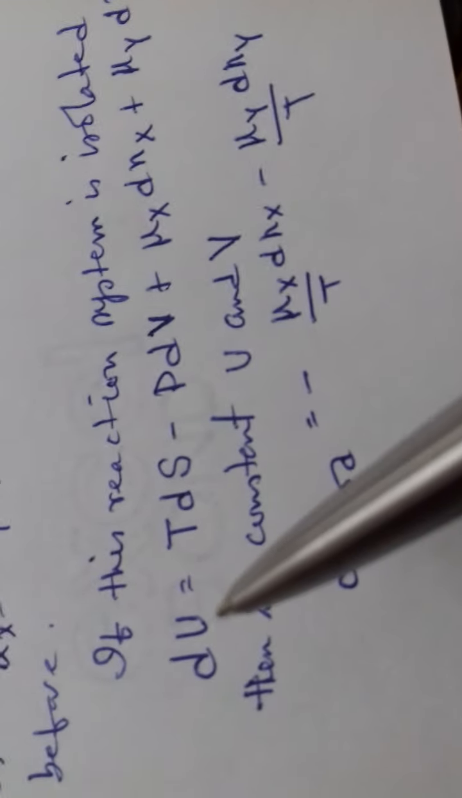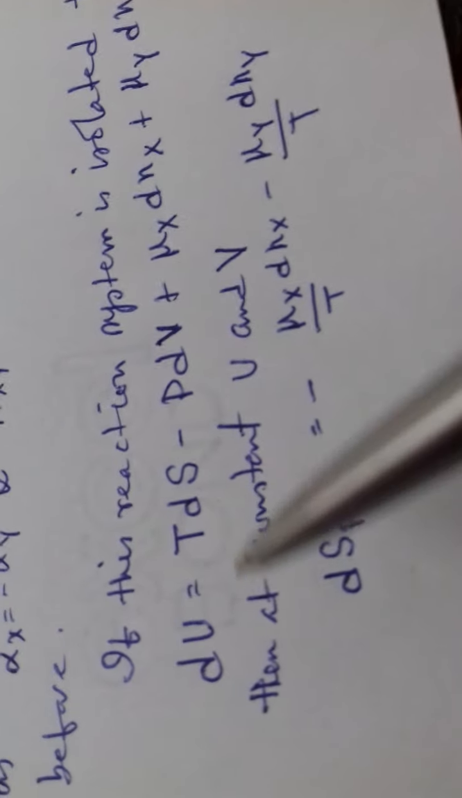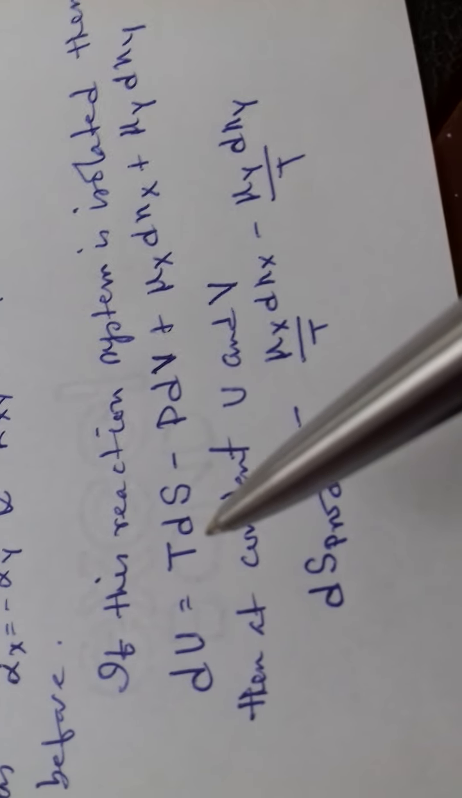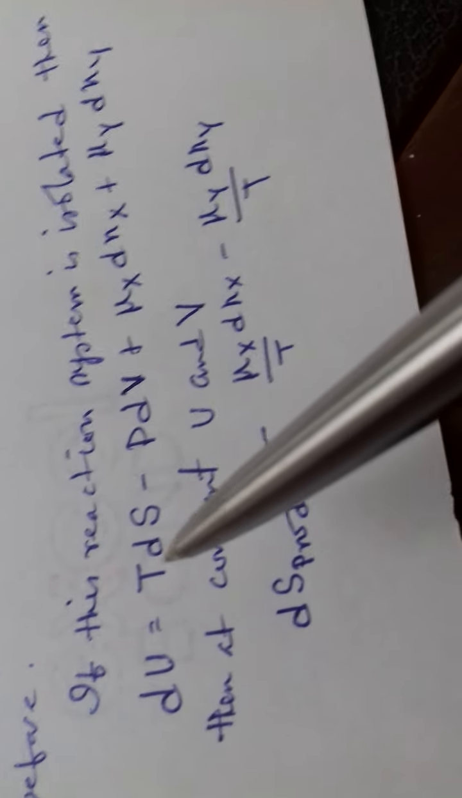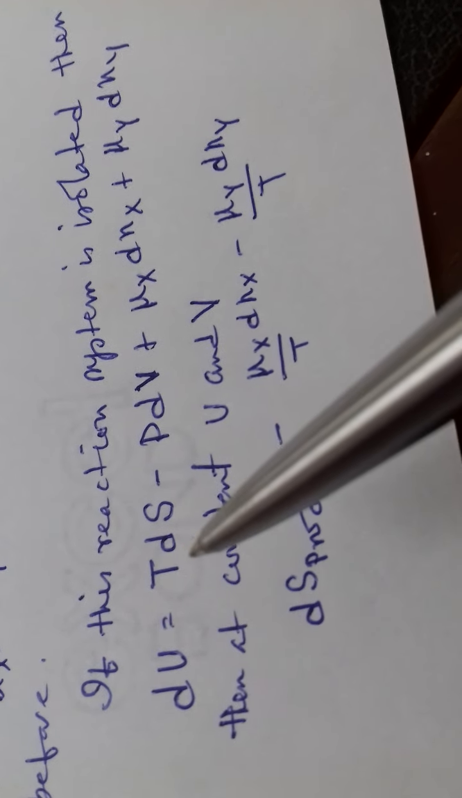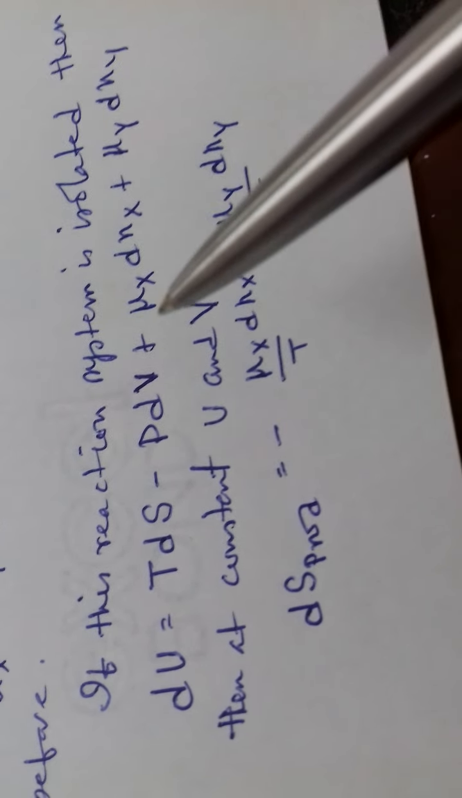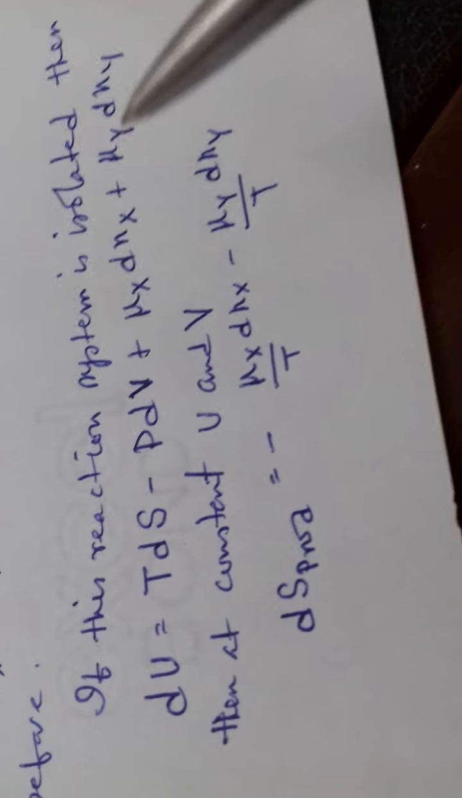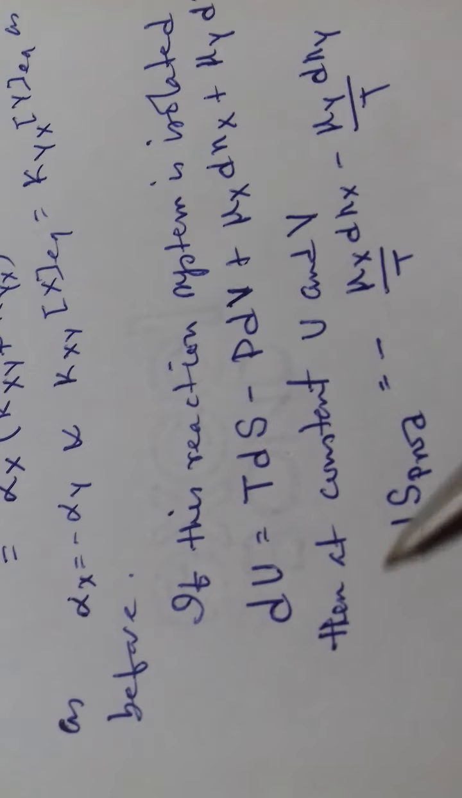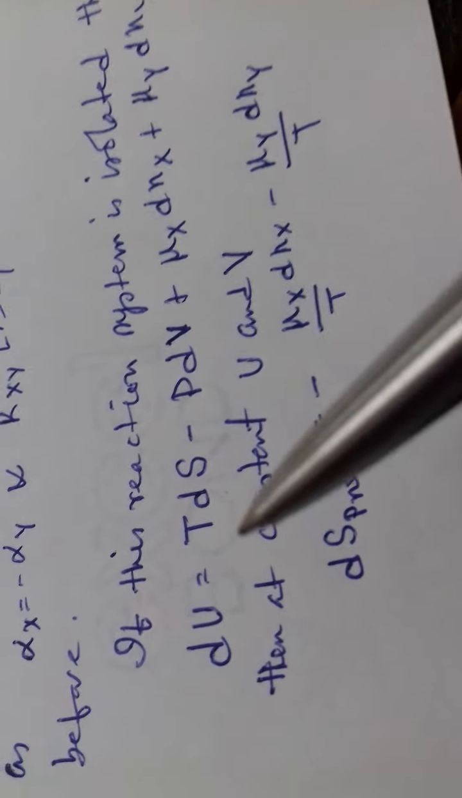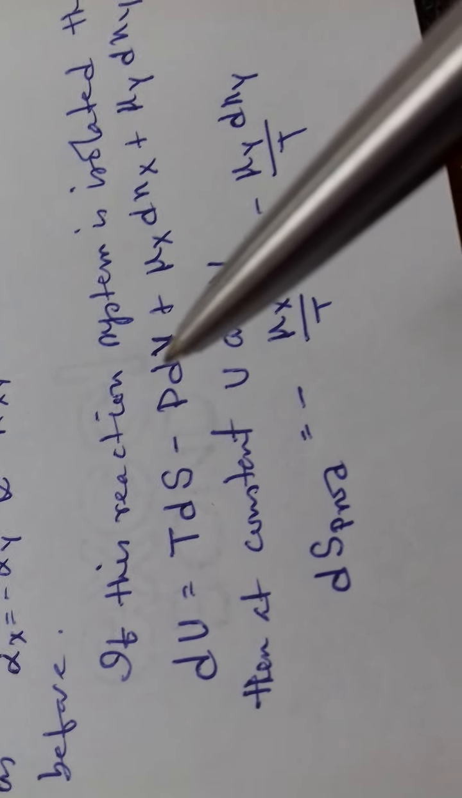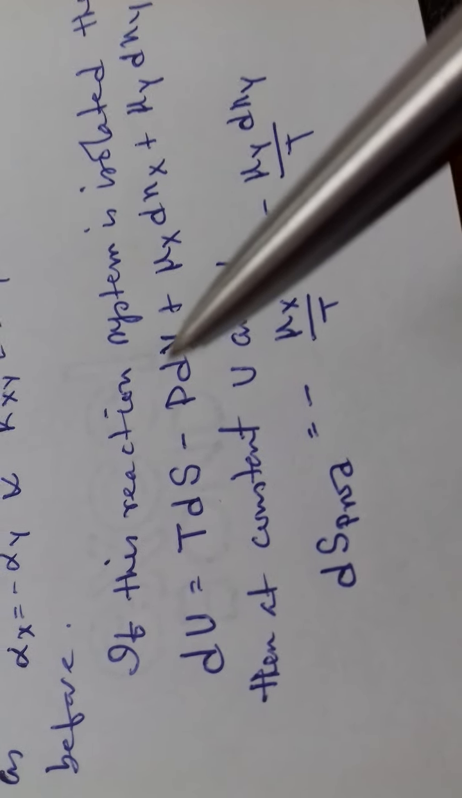So this is equal to this, as discussed before. If this reaction system is isolated, then from the first law of thermodynamics, dU equals TdS, that is dq equals TdS. So dU equals TdS minus PdV, and for an open system, plus mu x dnx plus mu y dny. Then at constant U and V, that means dV equals 0 and dU equals 0.